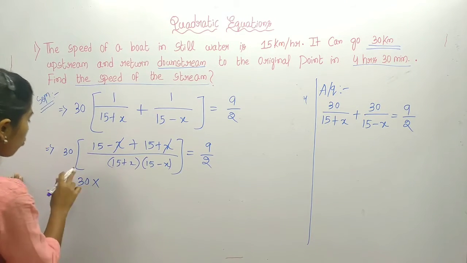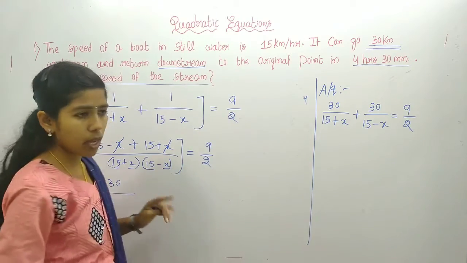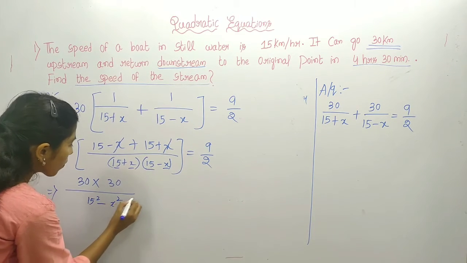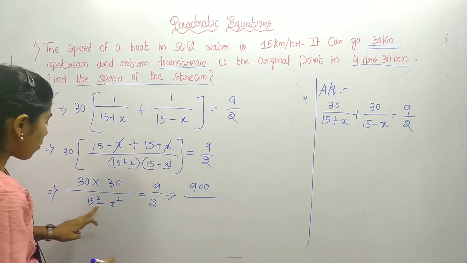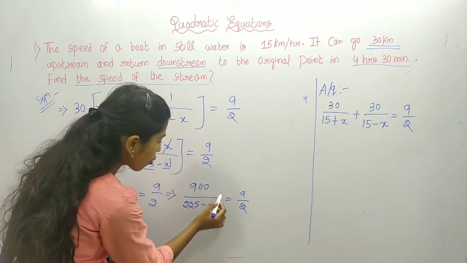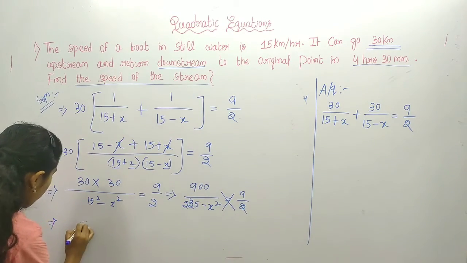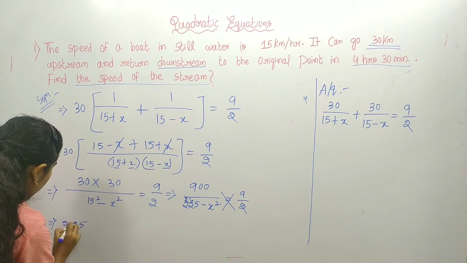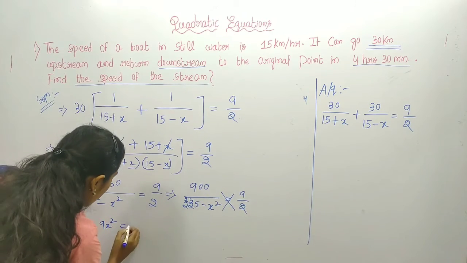Here minus x and plus x cancel each other. 30 into bracket, 15 plus 15 is 30, divided by, you see a plus b into a minus b, the formula is a square minus b square. Here a is 15, so 15 square minus x square equals 9 divided by 2. So 30 into 30 is 900 divided by 225 minus x square equals 9 divided by 2. Now do cross multiplication: 2025 minus 9x square equals 900 into 2, which is 1800.